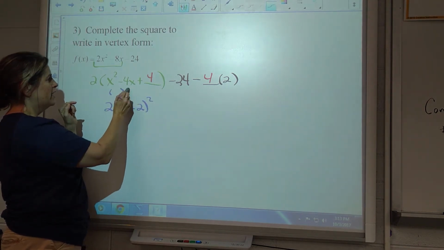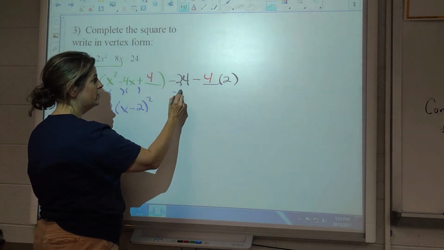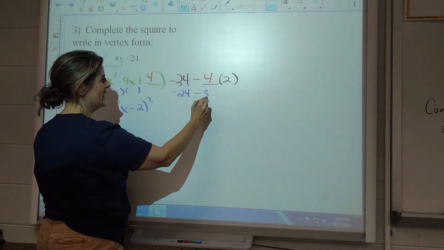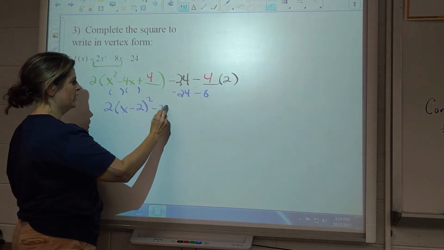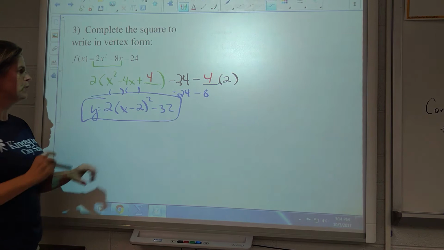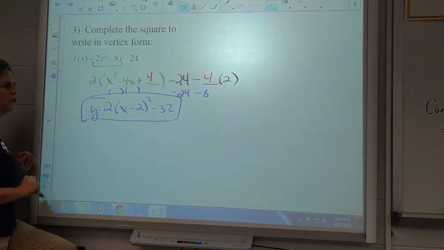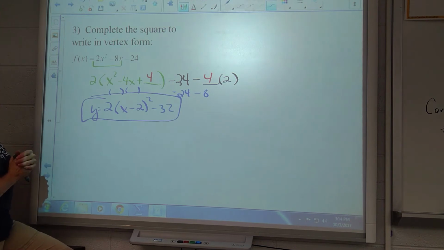You can do that as trial and error if you need to. Do your arithmetic out here. That's a negative 24 minus 8 now, so that is a negative 32. Hopefully this equation looks familiar. We know we've got a vertex of 2, negative 32. The vertical stretch looks like example number 1.